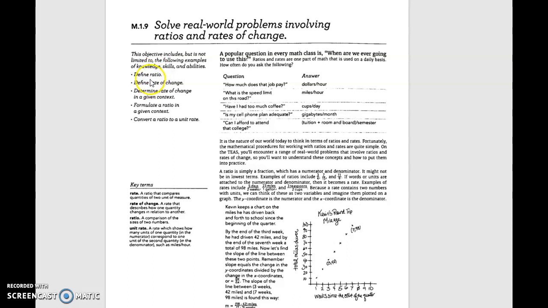We're going to define ratio. We're going to define rate of change. We're going to determine rate of change in a given context. We're going to formulate a ratio in a given context. We're going to convert a ratio to a unit rate.